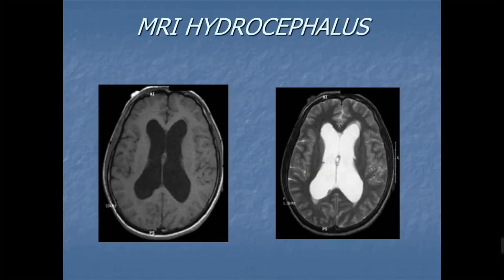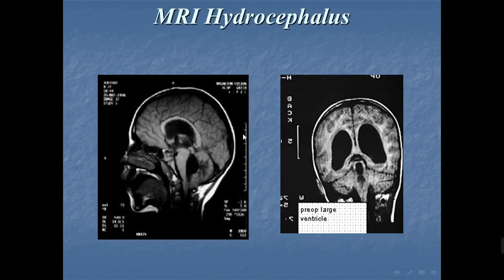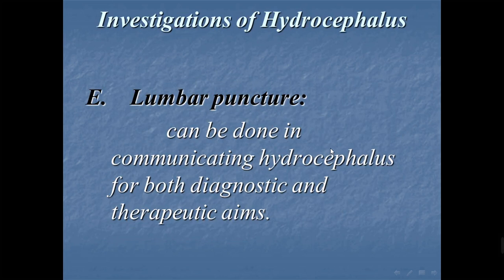Now, how does it appear on MRI? This is T1 and this is T2. You can see also dilatation of the ventricles in the axial view and in the sagittal and coronal views of MRI.